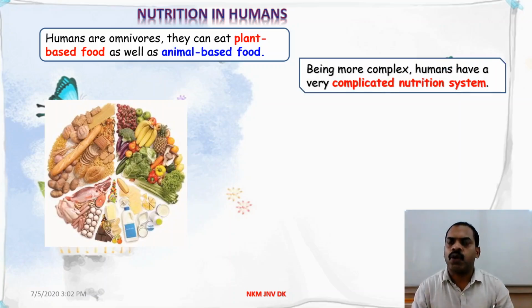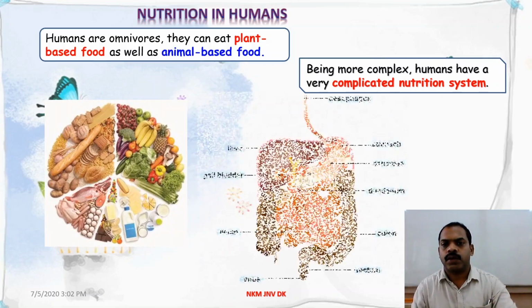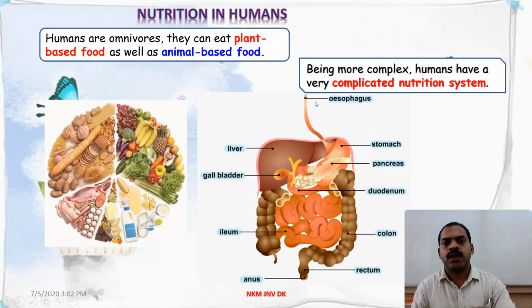As we have more complex types of food, we should have a more complicated digestive system also. Our digestive system consists of numerous organs. As you are seeing over here, the mouth is not shown here, but the esophagus, stomach, small intestine, duodenum, ileum as shown in the small intestine, then the large intestine, and the glands like the liver and the pancreas.